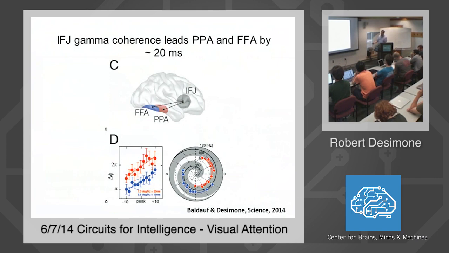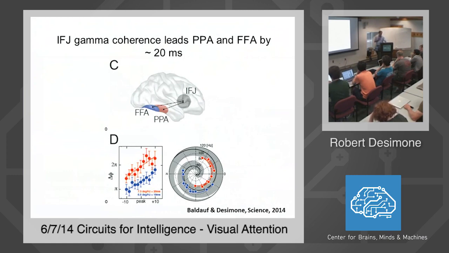if you plot the change in time as a function of frequency, if it's a constant time, there should be a linear slope. The magnitude of that slope will tell you how big the time shift is, and the direction of the slope will tell you which direction the interaction is in. What this is telling us is that there's about a 20 millisecond time shift between the IFJ and these two areas, and the IFJ leads the activity in the face and place areas.